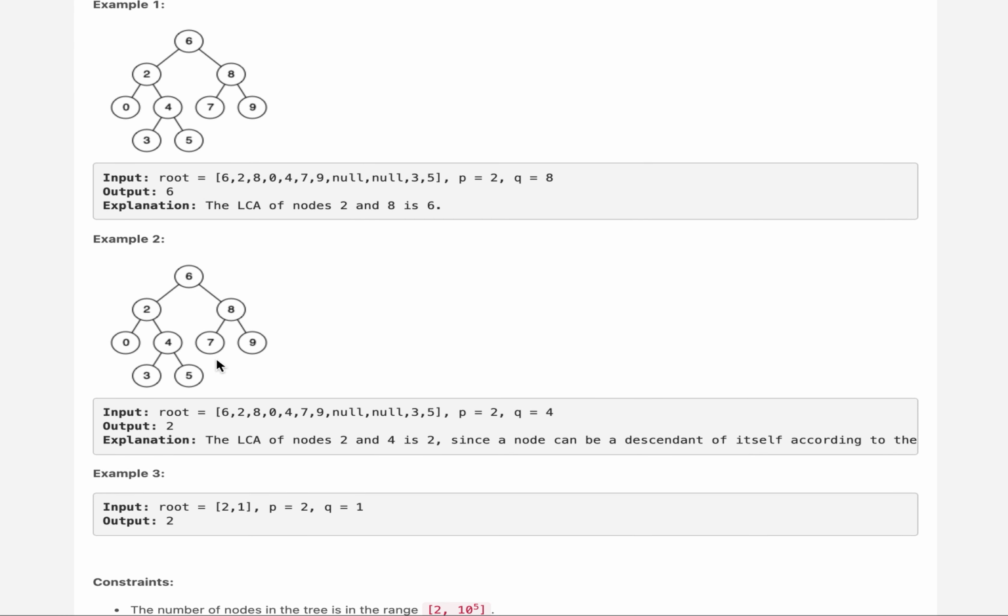Let's walk through the other example. This is a tree that is given to us, and P and Q are given as 2 comma 4. So the lowest common ancestor of 2 comma 4 would be 2, and the answer is 2. So without much ado, let's look at the presentation that I have created for this.